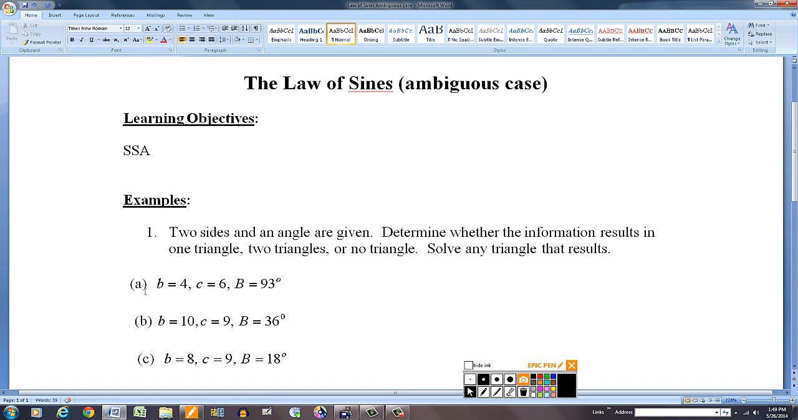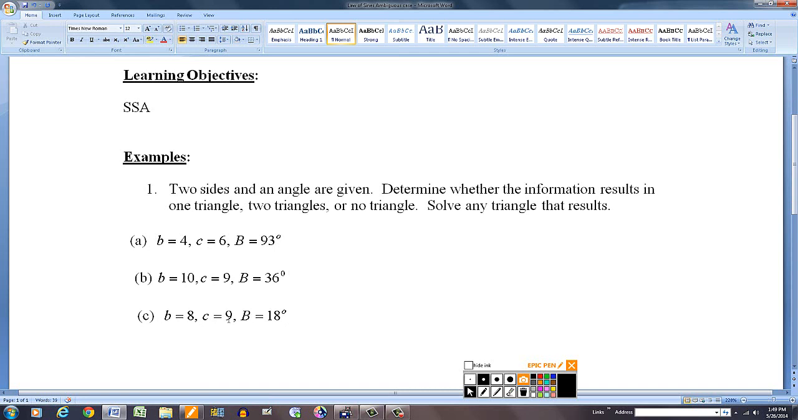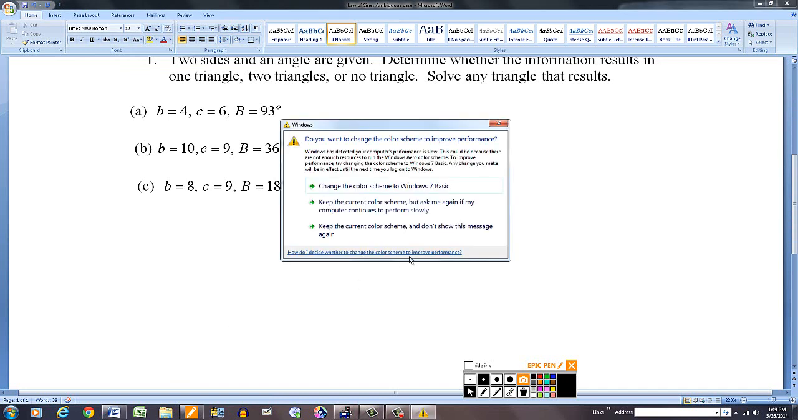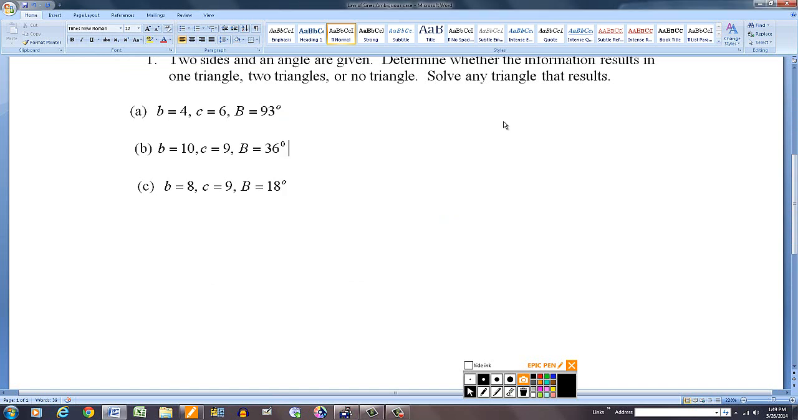Okay, in the last video we found that in part A there was no triangle possible. In part B there was one triangle possible. And now I'm going to work a problem, which in this case is C, where there are two triangles possible using the law of sines. Again, these are referred to as the ambiguous case. So in part C, you're given side b is 8 units, side c is 9, and angle B is 18 degrees.